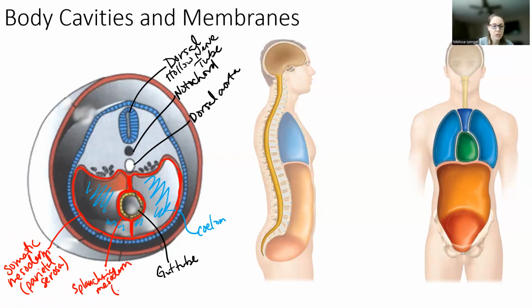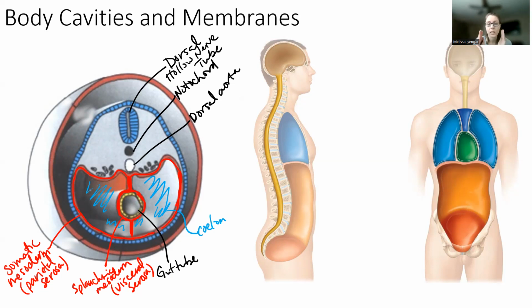And the splanchnic mesoderm gives rise to the visceral serosa. Okay, the serosa is just a back-to-back layer of epithelial tissue that essentially is going to be closer to the body wall or covering the organ, and is going to be what creates the coelomic cavity here, okay?